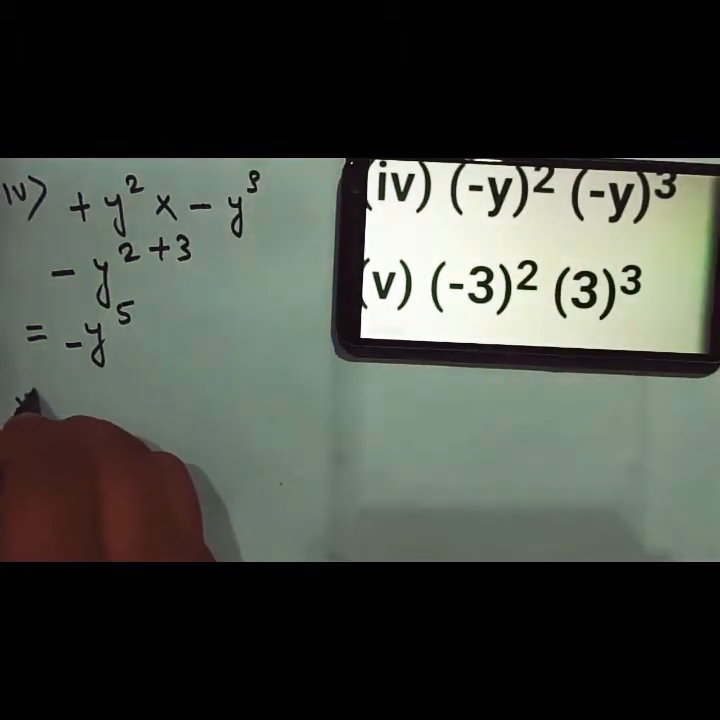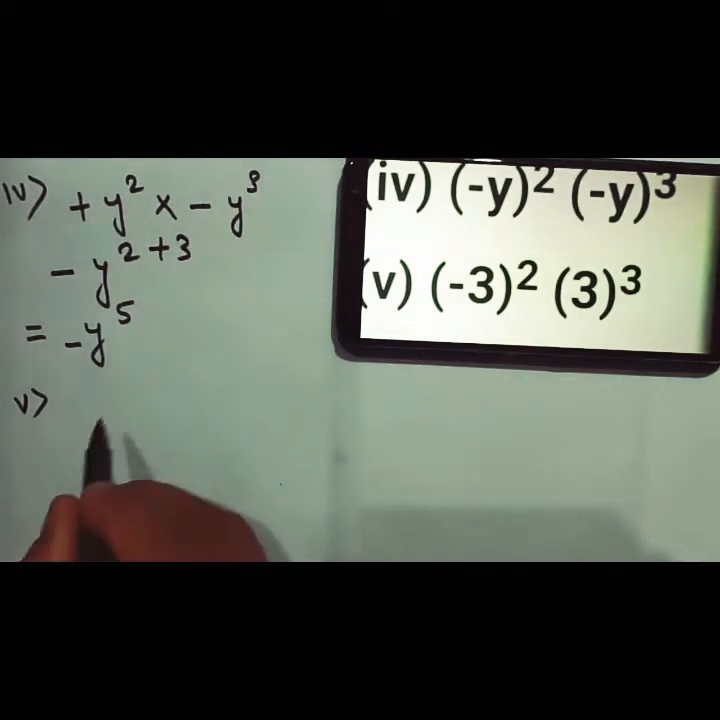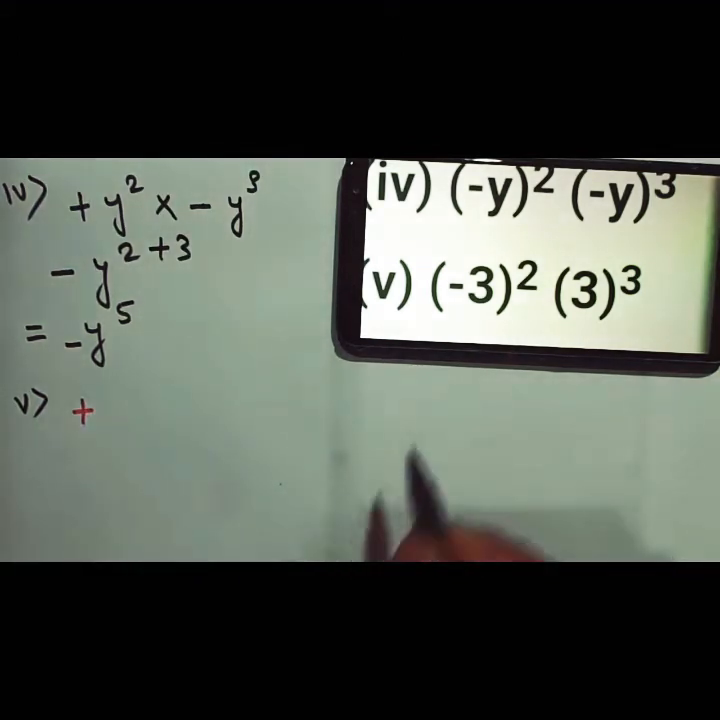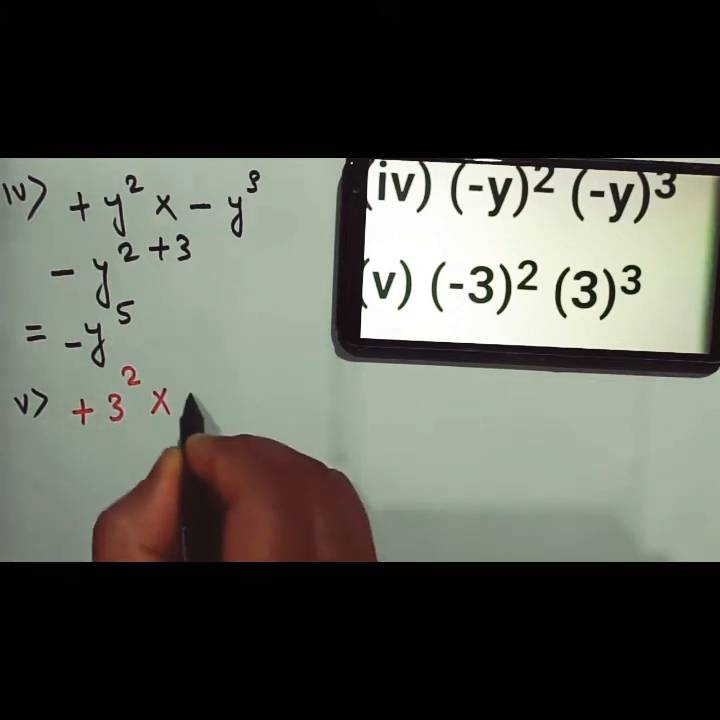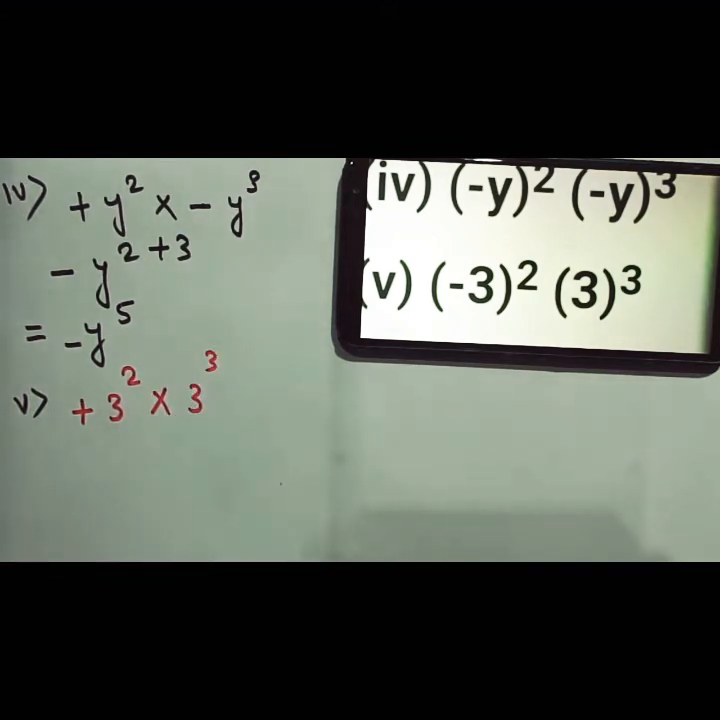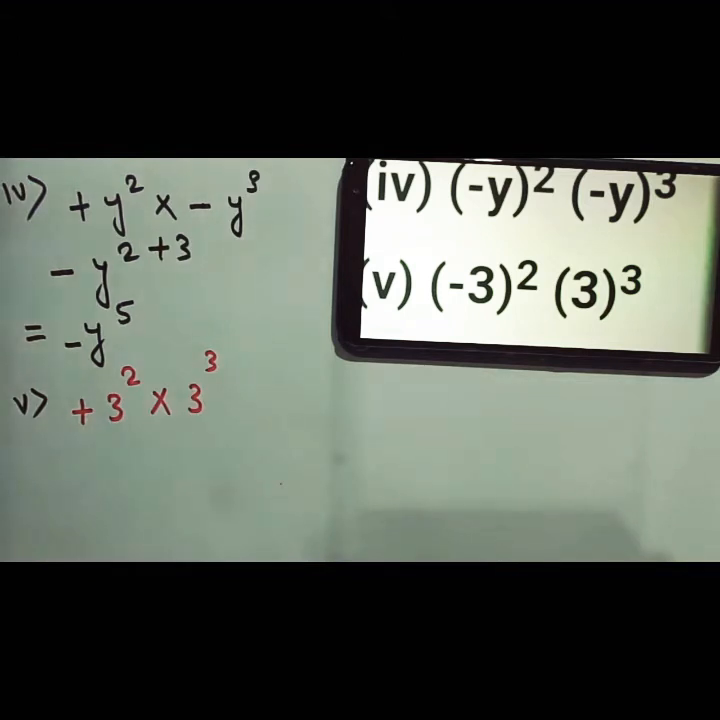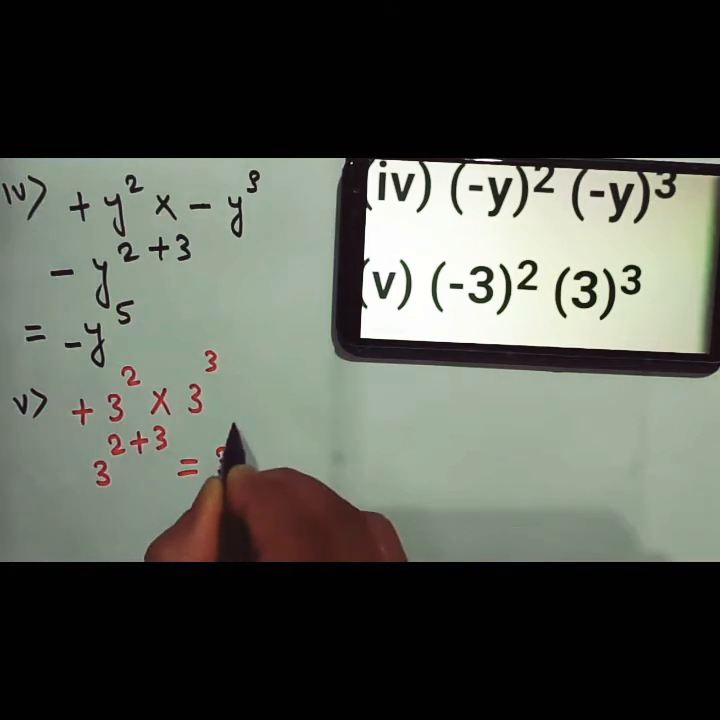Let's concentrate on the other one, number 5. In number 5 we have minus 3 square. So minus 3 square, minus raised to the power 2, will give you a positive value. 3 square means 3 to the power 2 multiplied by 3 to the power 3. Both of them have positive value. Therefore 3 to the power 2 plus 3 is equal to 3 to the power 5.